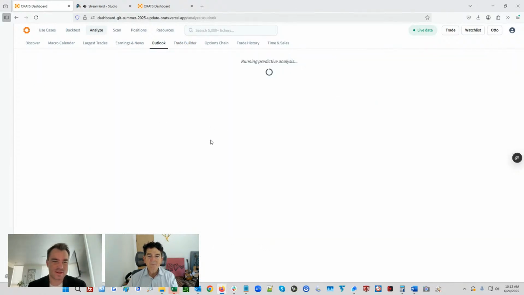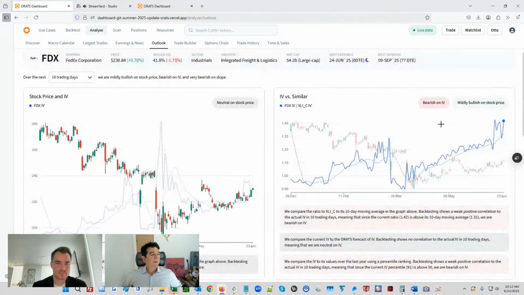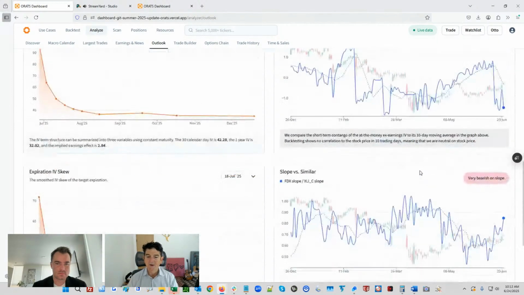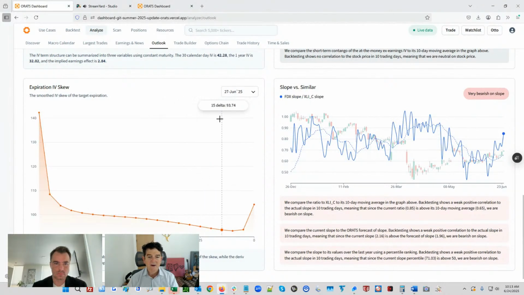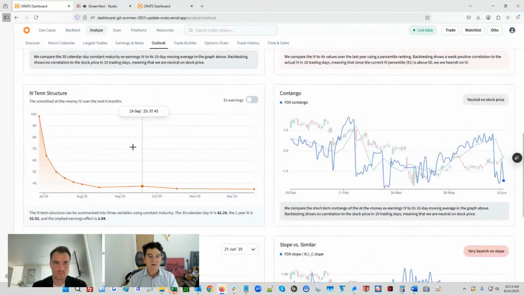I love looking at that trade builder graph visually. Yeah, because that's such a good idea. I mean, that's why Trade Builder is one of our best tools, that we have that. But like, here's that expiration skew, and I think it was the June 27th that we were looking at. And that's the one down there. But then here's the term structure.